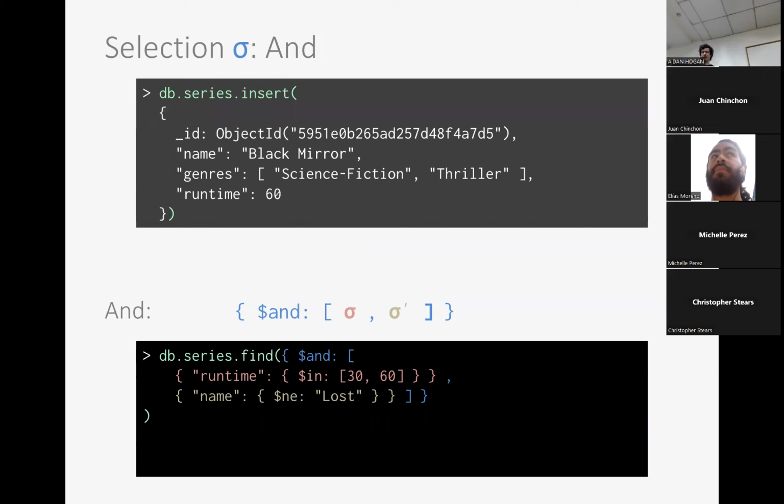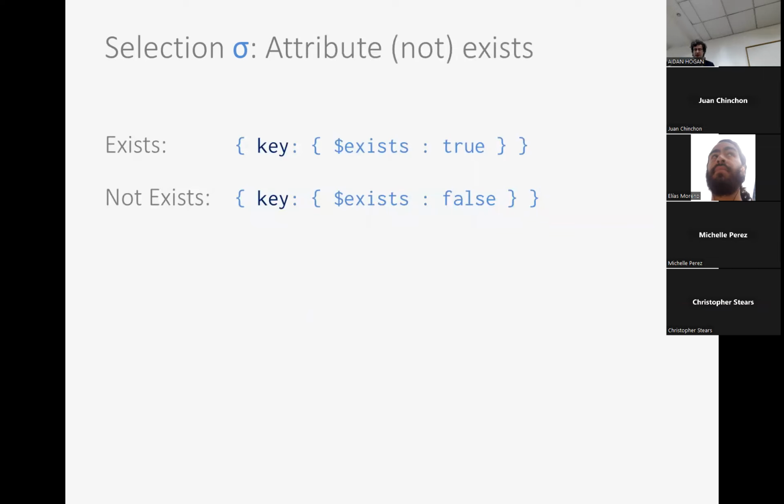Let's have a look at and. Here we have a selection criteria with and, where we have an array in which we list the ands. We have runtime in 30, 60: the runtime is either 30 or 60. This is not an interval, but a list of exact values. And the name is not equal to Lost. So we're looking for series that have a runtime of 30 or 60 minutes that are not Lost. We see that this document matches all of the criteria, so we return this document here. No surprises there.